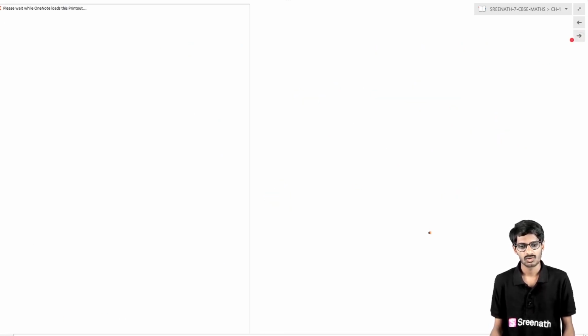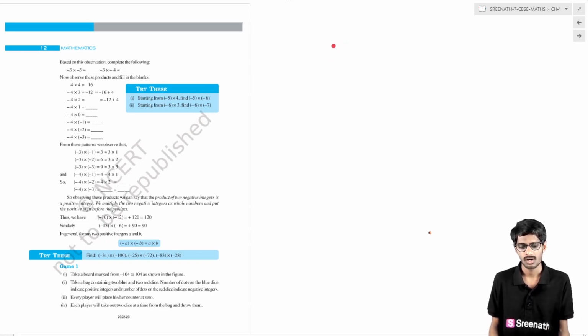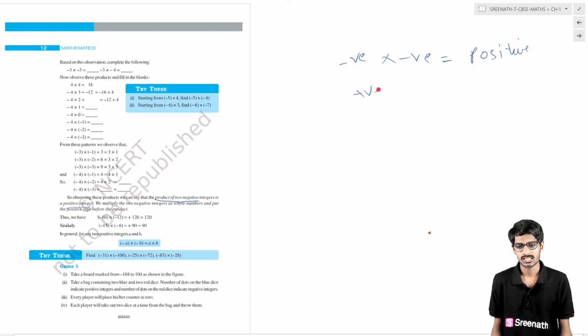So observing this, we have concluded finally that when two negative integers are multiplied, the resultant is positive. The product of two negative integers is a positive integer. What happens when negative cross negative is multiplied? The result is positive. What we have previously learned is that positive into negative is negative. Okay, next.